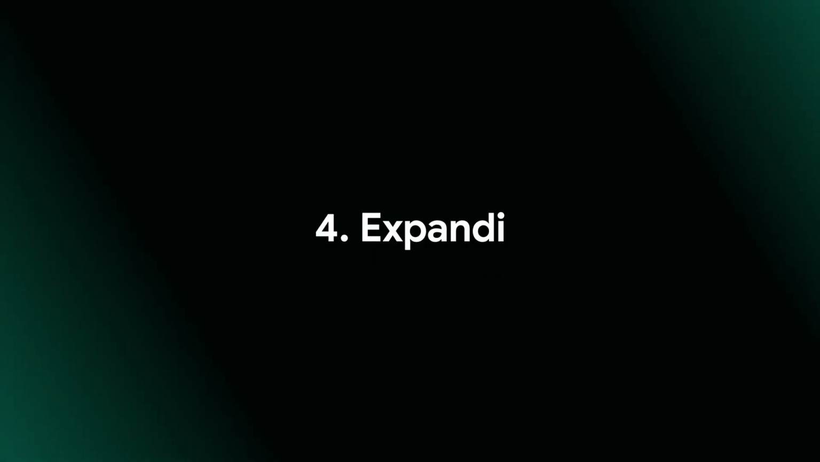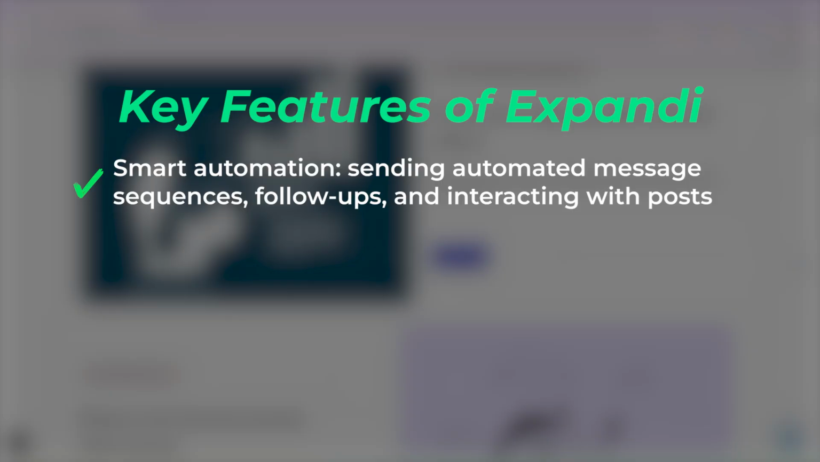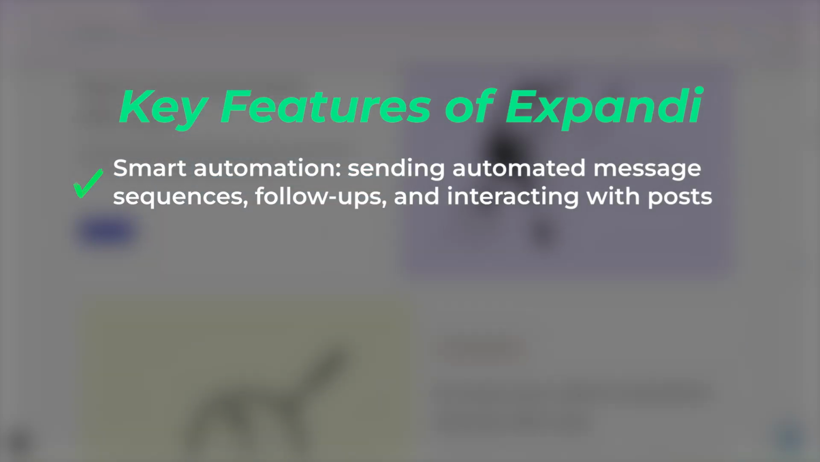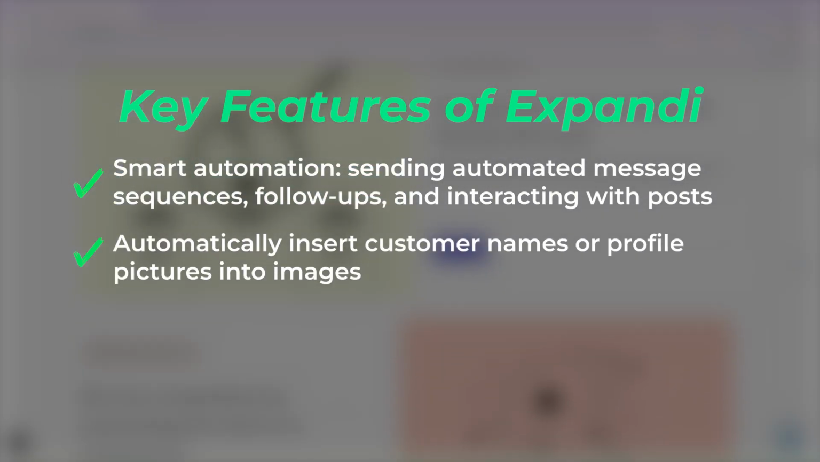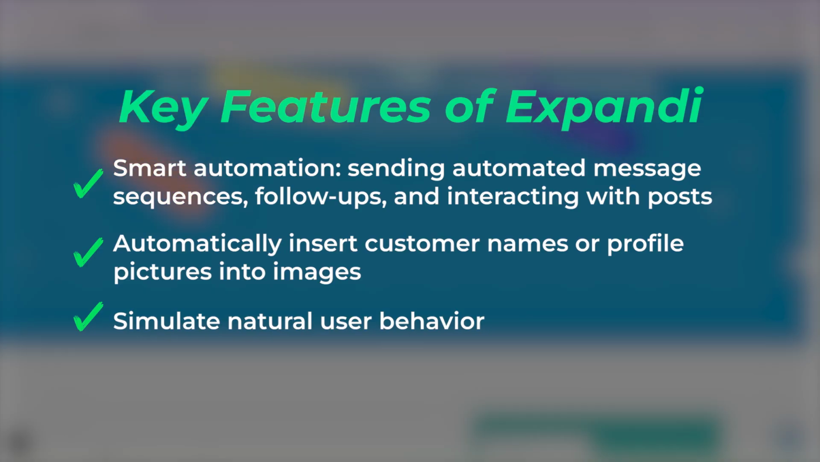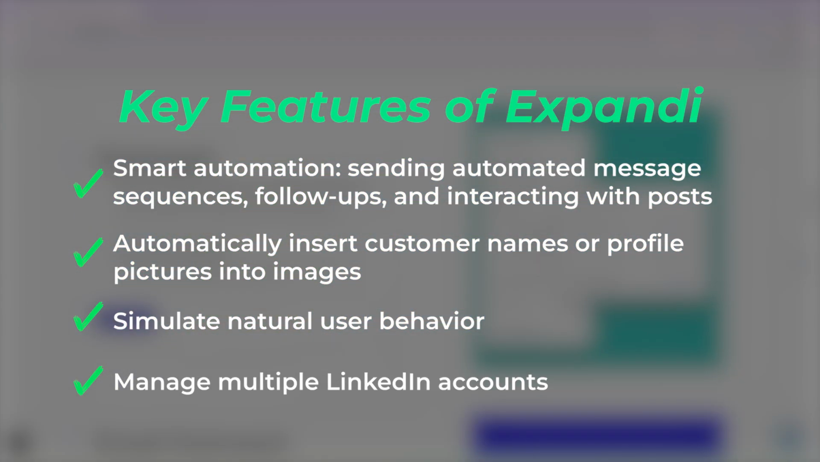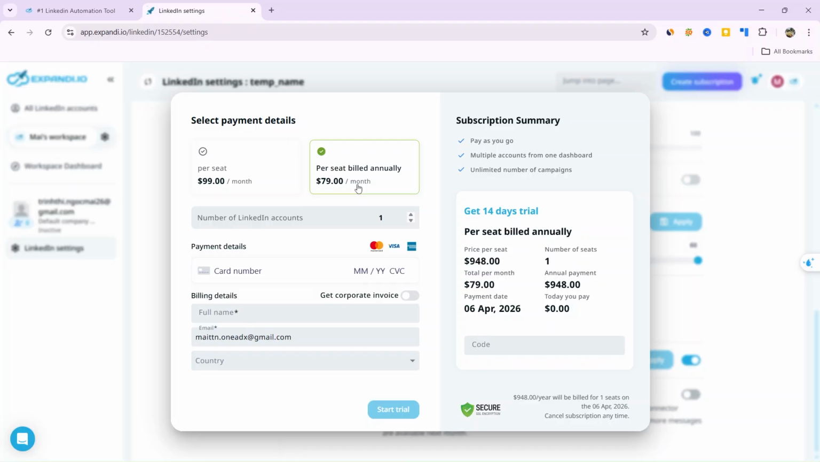Next is a tool that combines account management with automation that you shouldn't miss, Expandi. Some of Expandi's standout features include smart automation, sending automated message sequences, follow-ups, and interacting with posts. Automatically inserting the customer's name or profile picture into a fun image in messages to increase personalization. Simulating human behavior and limiting the number of messages sent per day. And especially, you can manage multiple LinkedIn accounts on a single dashboard. Expandi offers a 14-day free trial, after which you can choose monthly or yearly subscription plans depending on your needs.